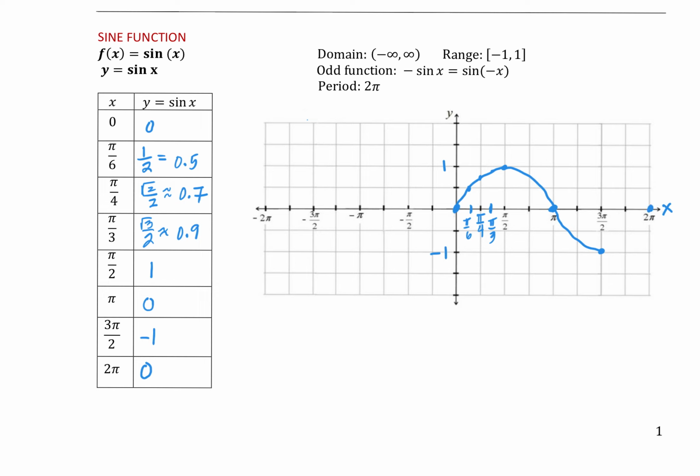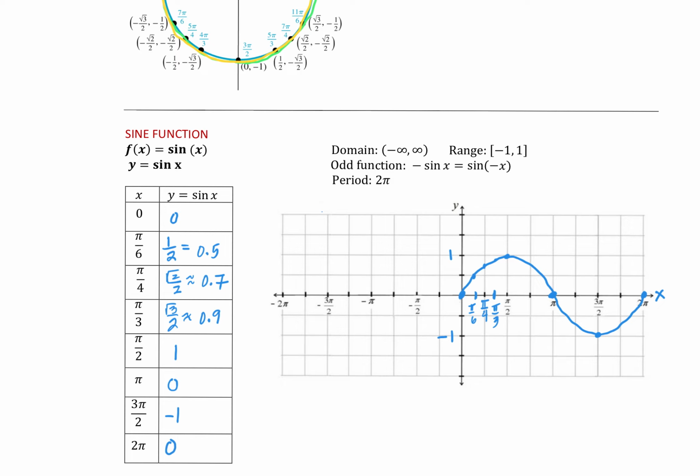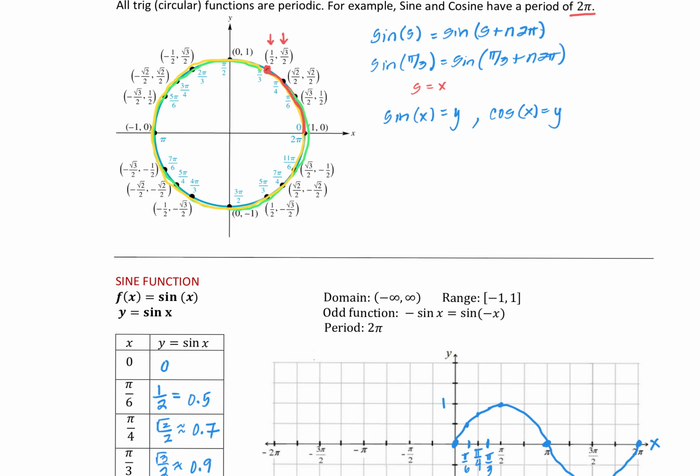2 pi is 0. We're going to come back up. So look at what we did. From 0 to pi, this corresponds with the sine values in quadrants 1 and 2 on the unit circle. And I'm going to go back up to that unit circle. And you see we have that same arch coming around.